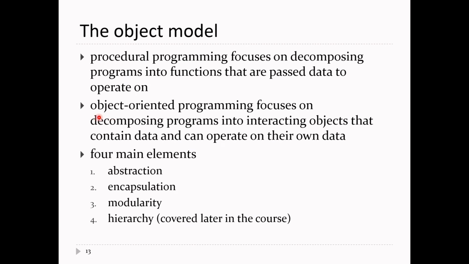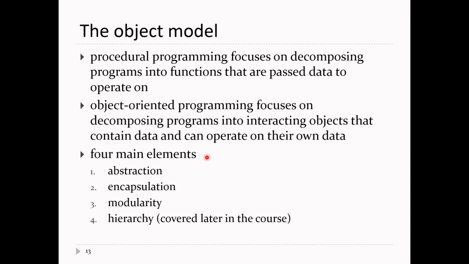In object-oriented programming, you break your program down in a different way. Instead of breaking things down into functions, you break your program down into objects. The objects themselves contain data, and those objects can operate on their own data. In other words, you can ask an object to do something and you don't necessarily have to pass it any extra information. The information that it needs to operate on is already inside the object itself.